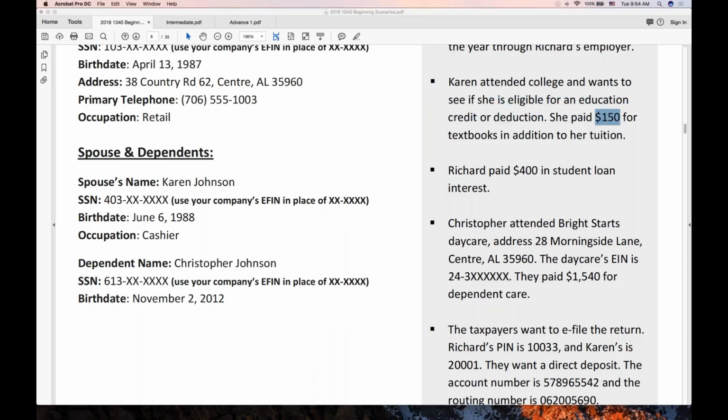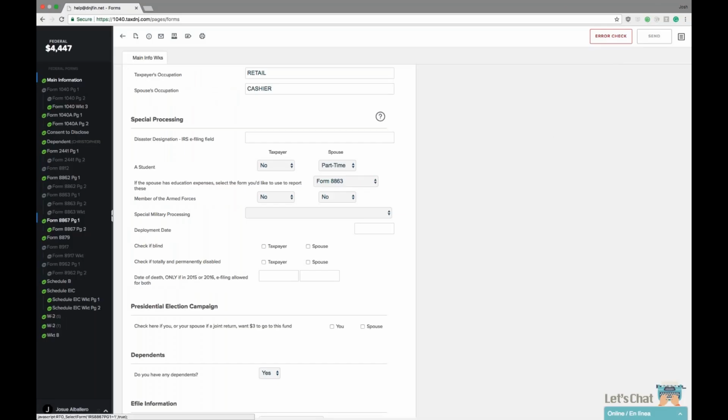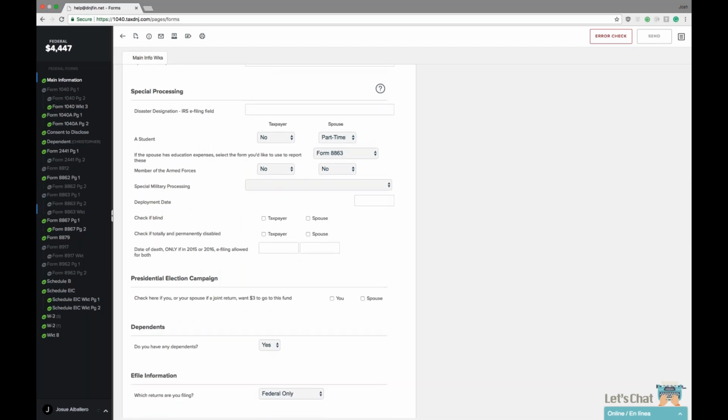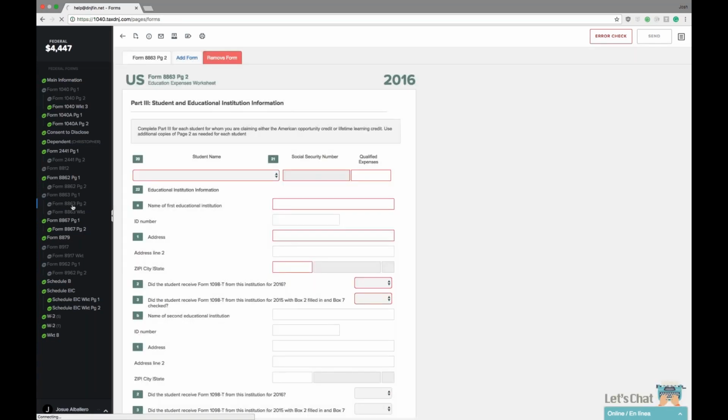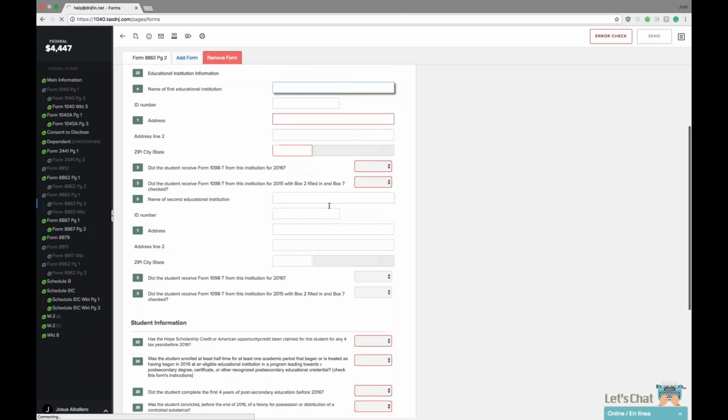And I'll tell you this, for $150, I wouldn't even worry. I mean, it's $150. There's nothing that's going to really be a factor there. So let me go back to the return and see. Here's the student information, and I'm going to go to 8863 page 2, right? And I'm going to say Karen went to school. That's a social security number, and the qualified expenses are $150. Nothing's going to happen there.